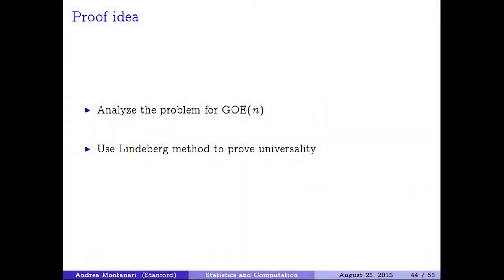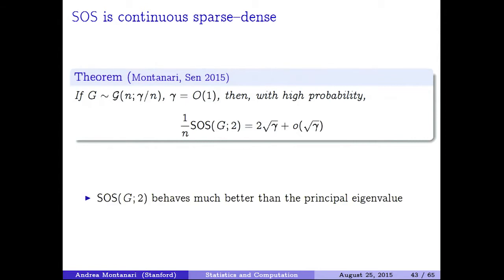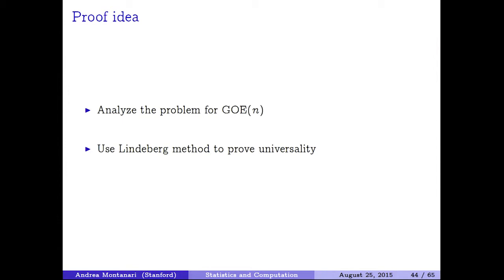What I like about this theorem is that there is an equality, not just a bound. The proof idea is relatively simple, but it's something that is not done in combinatorics. We first analyze an analogous problem, this SDP for the GOE ensemble, so Gaussian random matrices, and then we use the Lindeberg method to translate this into a result for graphs.